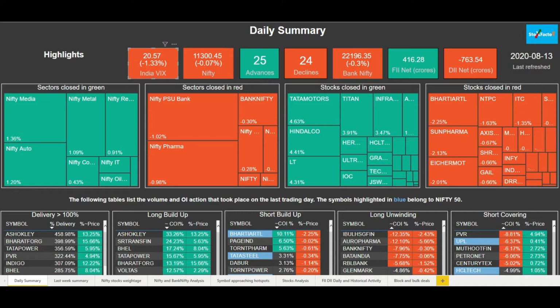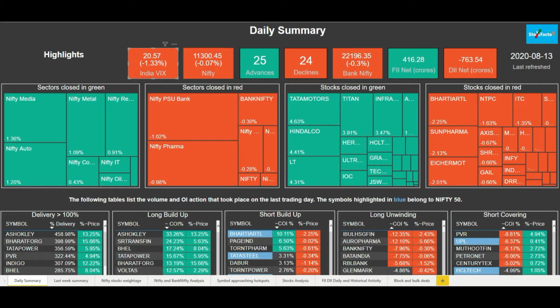Now coming to the second row of this dashboard, which tells us how many sectors or stocks closed in green or red. As you can see on the screen, there are 4 boxes on the second row, or you can say 4 heat maps. The first box tells us which sectors closed in green. The topmost sector which closed in green was Nifty Media with a rise of 1.36%. The second place was taken by Nifty Auto, and so on.